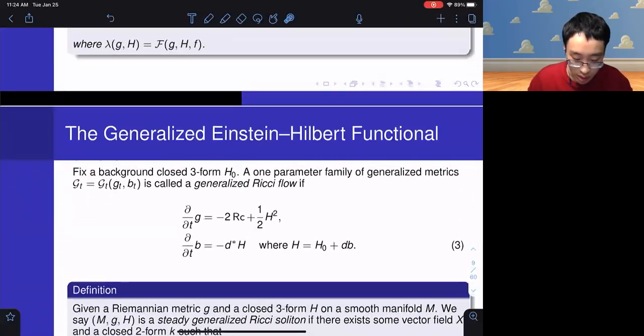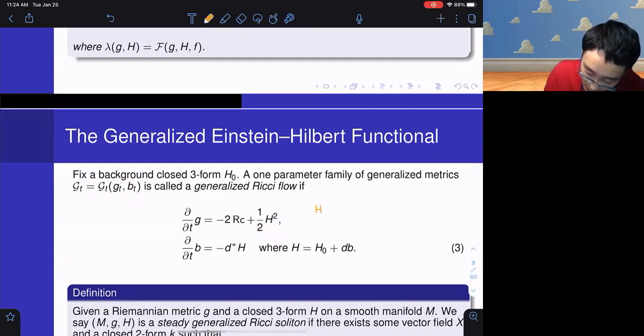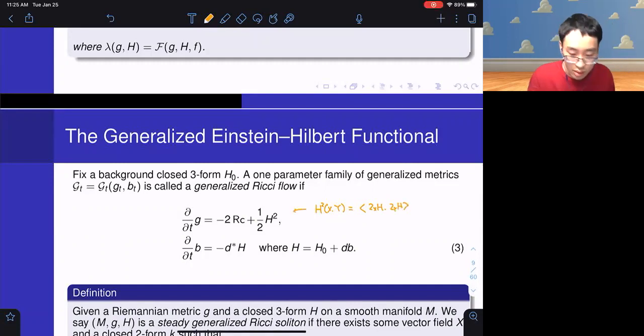Let me recall what the generalized Ricci flow is. If you fix a background closed 3-form H_0, a one-parameter family of generalized metrics g_t is called a generalized Ricci flow if the derivative of g is minus 2 Ricci plus 1/2 H squared, where H squared(X,Y) is the inner product of i_X H and i_Y H. And the derivative of B is minus d star H. Again, here H is H_0 plus dB.